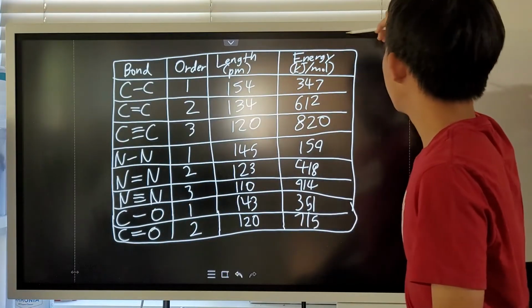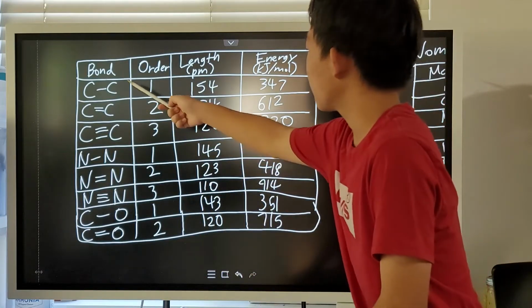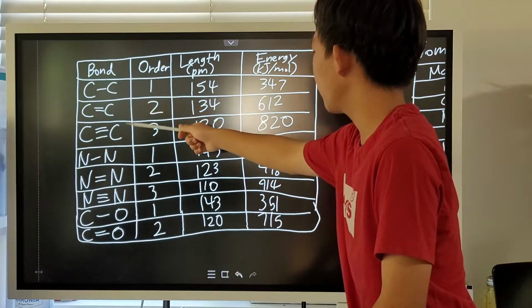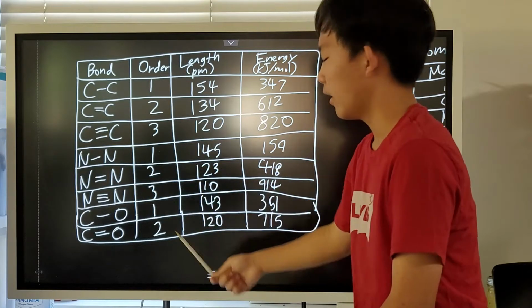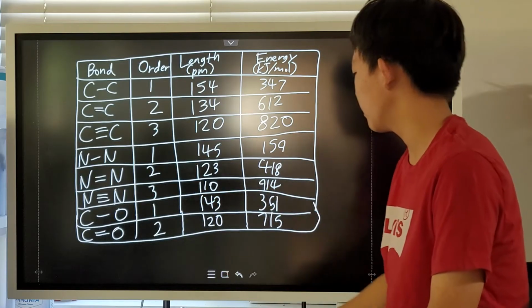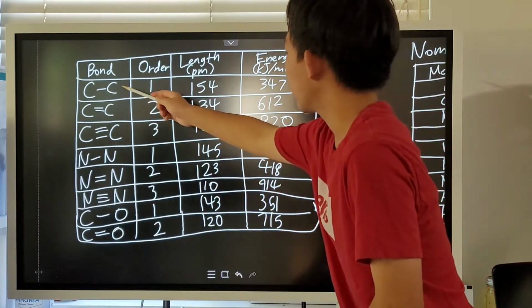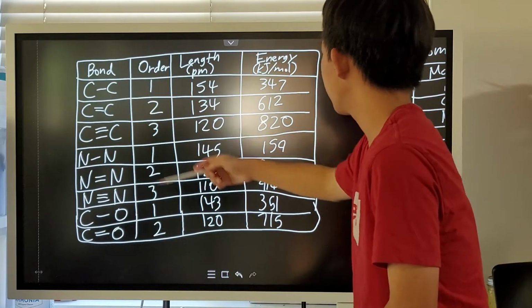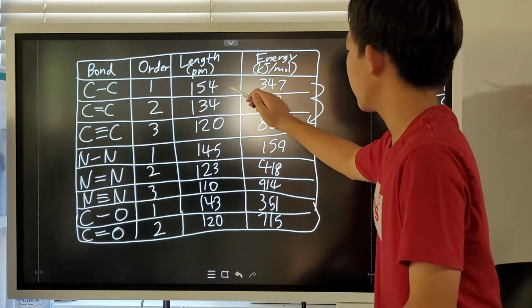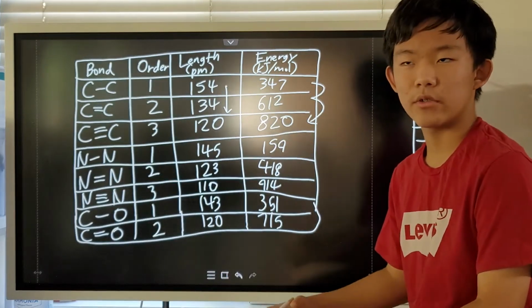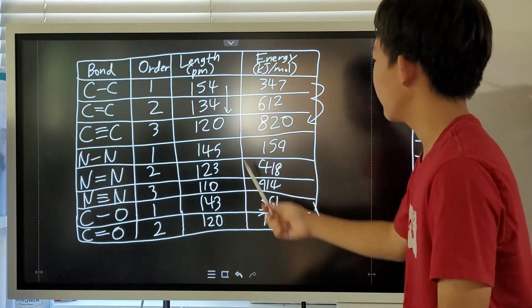Here's a quick chart for the bond length and energy for common covalent bonds. This is a carbon-carbon single bond, carbon-carbon double bond, carbon-carbon triple bond, nitrogen-nitrogen single bond, double bond, triple bond, and finally we have carbon-oxygen single and double bonds. As you can see, we have a slight trend here. As the bonds get stronger and stronger from single to double to triple, the bond energy increases, and the bond length of course goes down. This is because the stronger the bonds, the shorter the bonds get, so it's logical that the lengths will decrease.